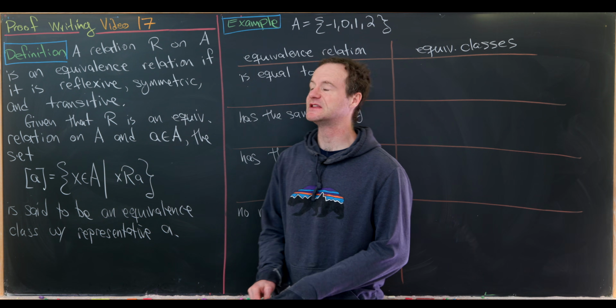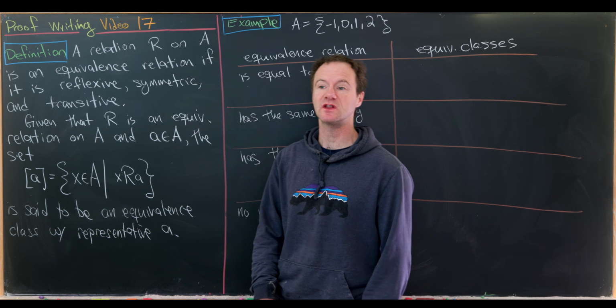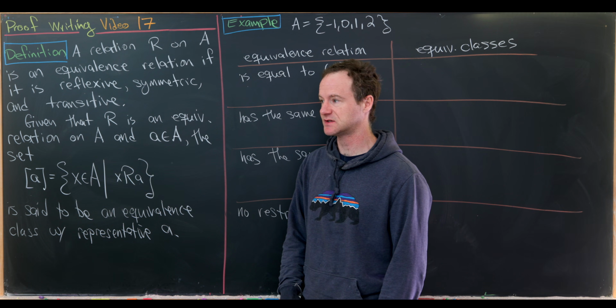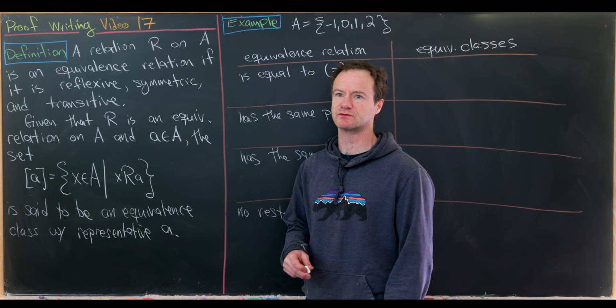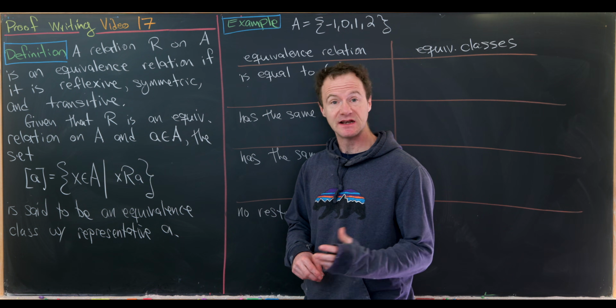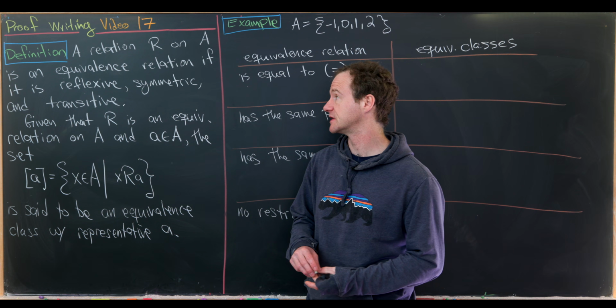This is the 17th video in a series devoted to introductory proofwriting. In the previous video, we looked at relations on sets, as well as some certain characteristics that those relations can satisfy. And today we're going to look at a special type of relation known as an equivalence relation.